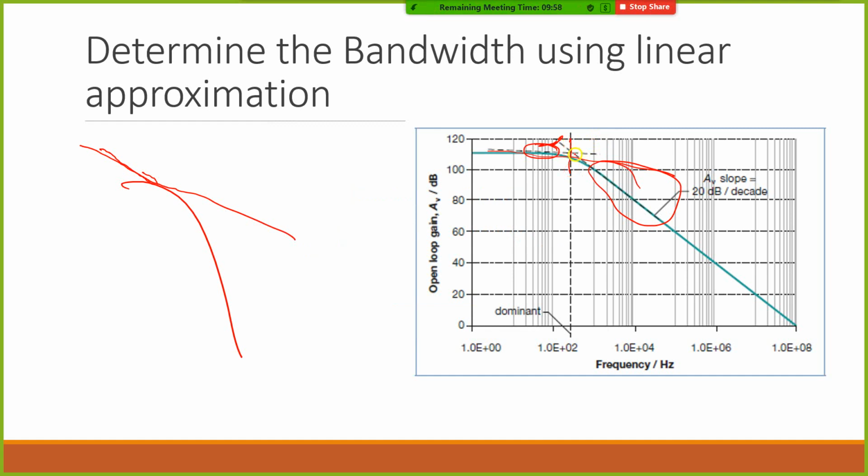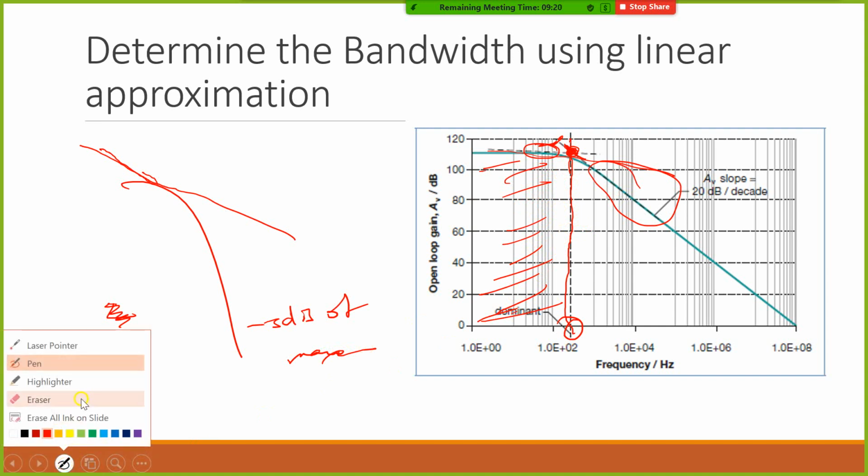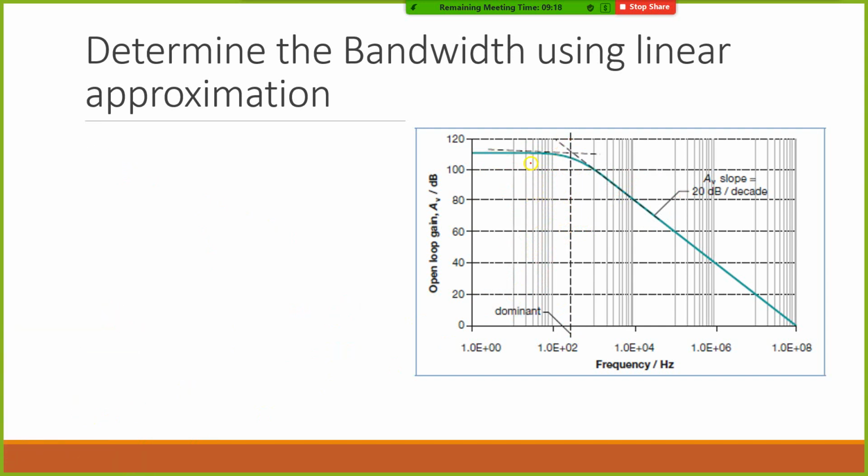Wherever both lines intersect, so the lines intersect right here, the corresponding frequency that you would see on the graph here would be your bandwidth, right? That would be your bandwidth. So there are two ways we have looked at, talking about the frequency which is negative 3 dB of the maximum, and now we're seeing that we can use linear approximation to find out what the bandwidth can be. Okay.